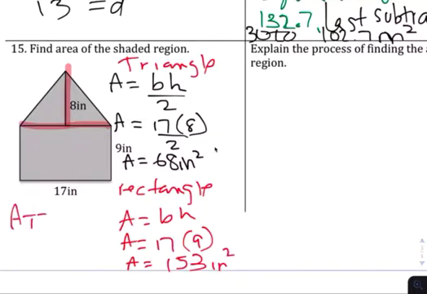Last, you add them. Total area is 153 plus 68, total area is 221 inches squared. So explain that.